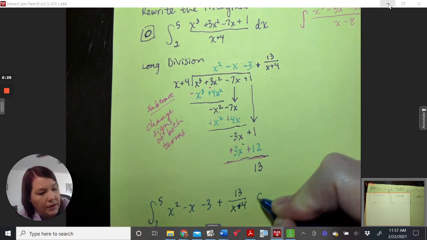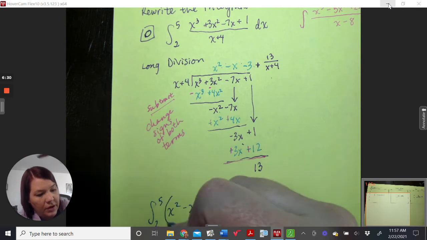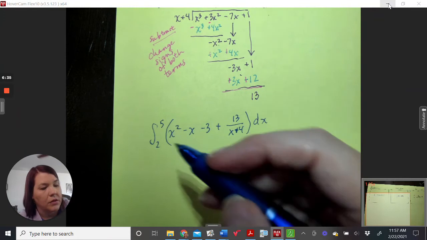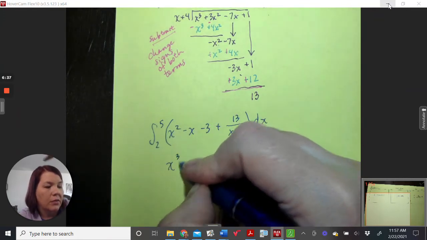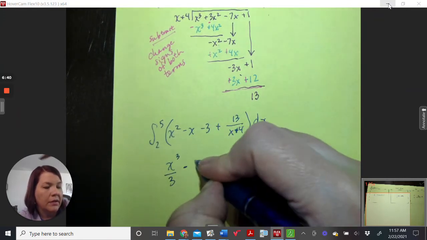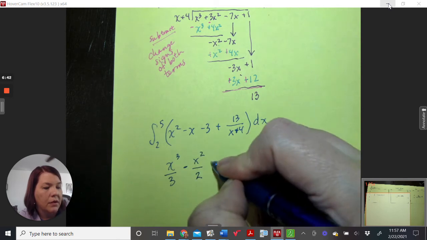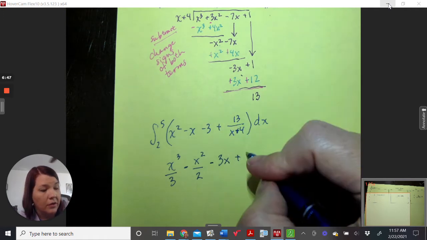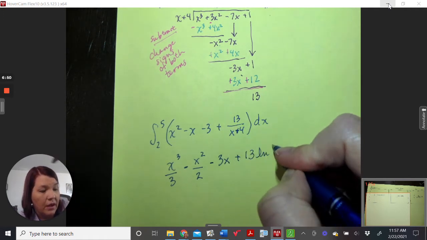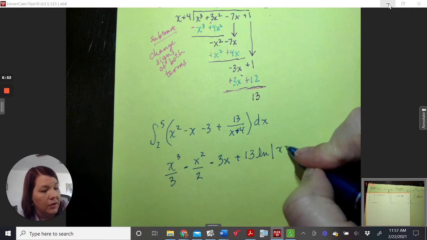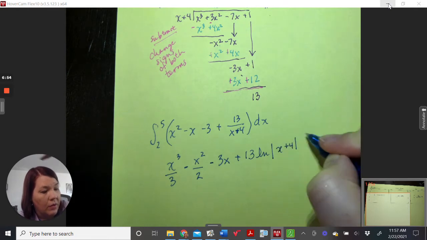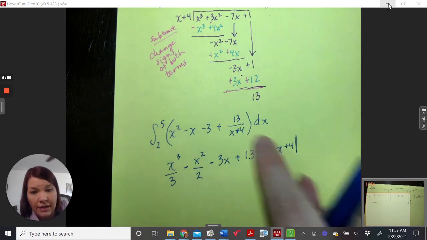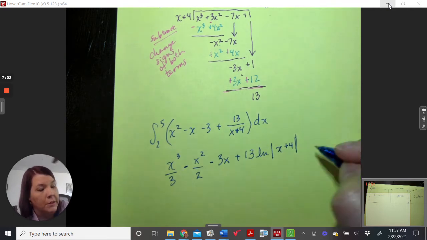And so I get x cubed divided by 3 minus x squared divided by 2 minus 3x plus the integral of this is natural log, but the 13 is just going to sit there. ln of absolute value, x plus 4. And since the derivative of the inside stuff is just 1, we're all set. No big deal, nothing weird. Now, I'm not going to add a plus c because I have endpoints. So I am going to evaluate from 2 to 5.